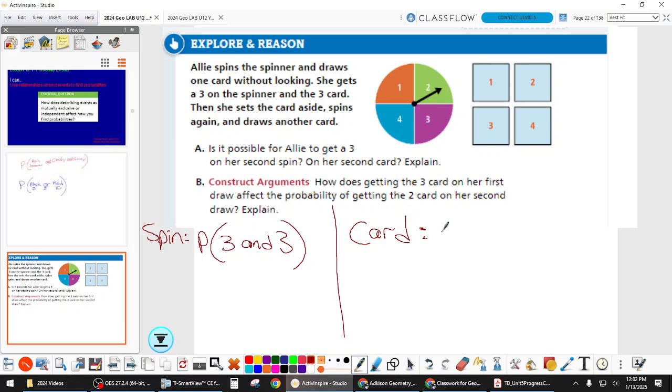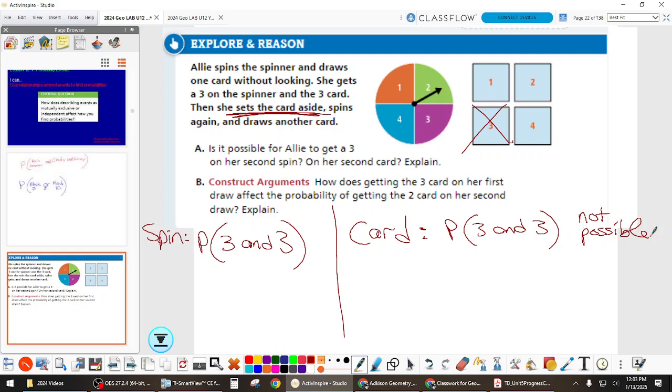Is that something that even makes sense to ask? Can she get a 3 and another 3? No, because of this phrase right here: sets the card aside. Meaning, once I draw that 3, that card is gone, and I don't have that as an option anymore, right? So based on the conditions of whatever this game is, she can't do that.